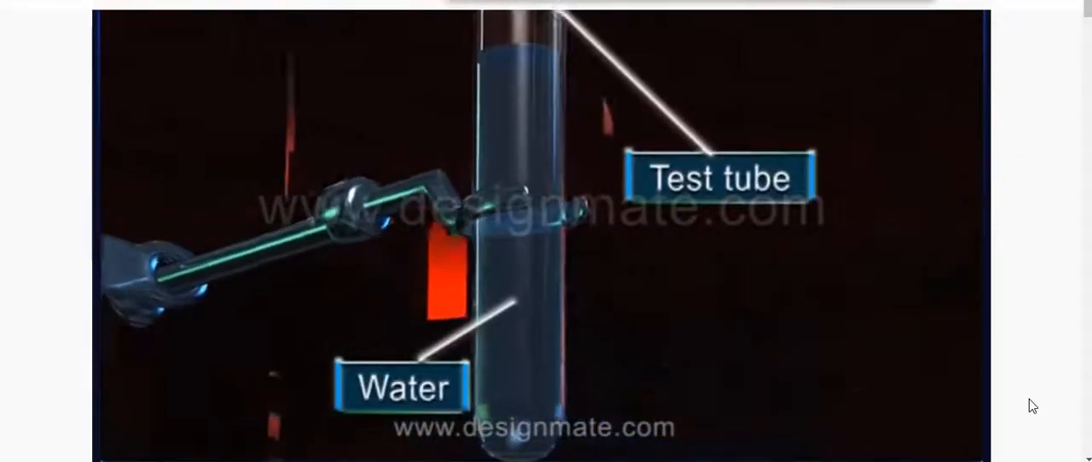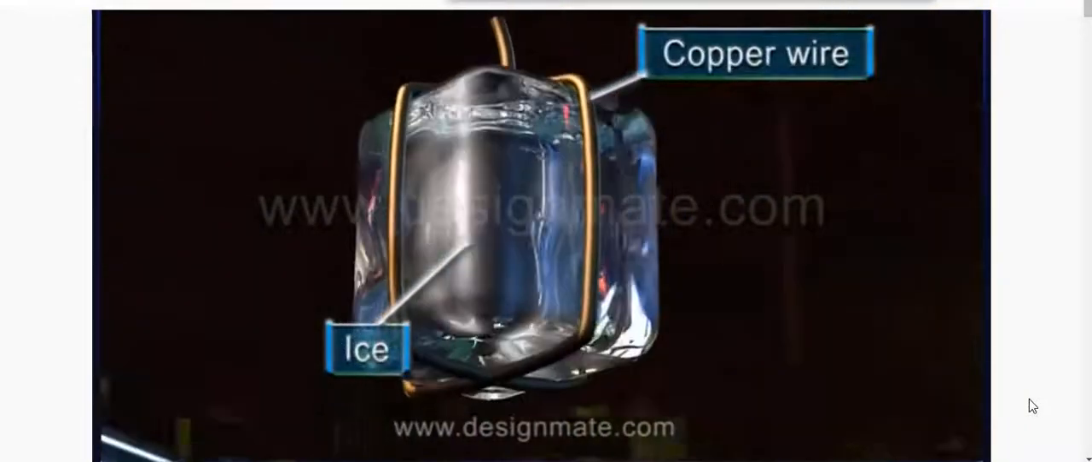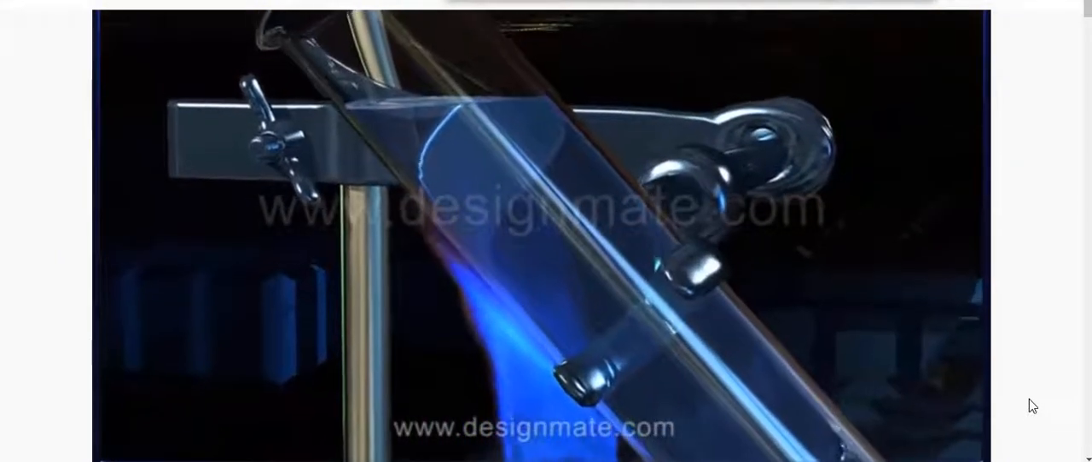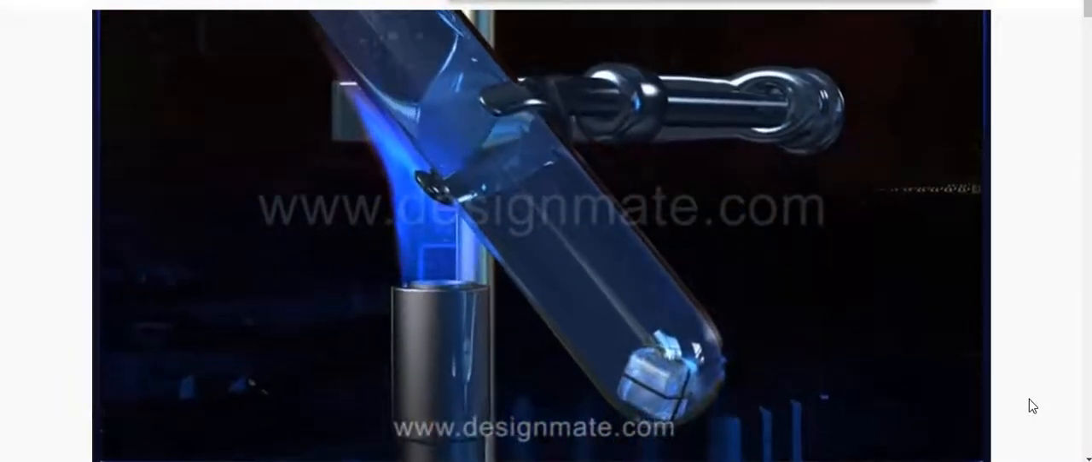Let us perform another simple activity. Take a test tube filled with water. Take a piece of ice and wrap a copper wire around it. On dropping this ice piece into the test tube, it settles to the bottom of the test tube. Now hold the test tube in a tilted position over a burner. The water at the top of the test tube starts getting heated. As we continue heating the test tube, the water at the top starts boiling. But still the ice at the bottom of the test tube does not melt.